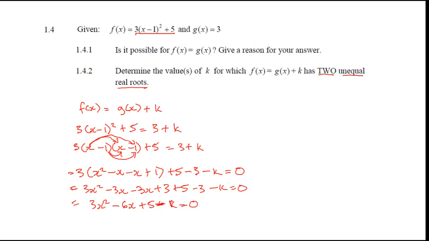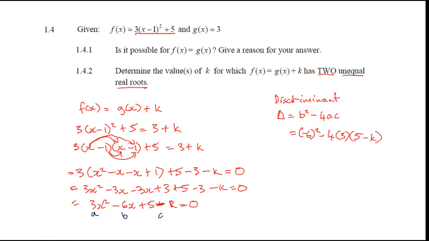Okay, now we're going to calculate our discriminant. Remember this formula, delta is equal to b squared minus 4ac. We need to determine our values of a, b, and c. Okay, so there is a, it's 3, there is b, it's negative 6, there is c, it's 5 minus k. Now let's substitute that into the formula there. So as we said, b is negative 6, so that becomes negative 6 squared minus 4 times a, which is 3, times c, which is 5 minus k.